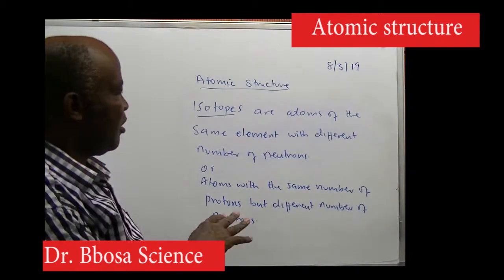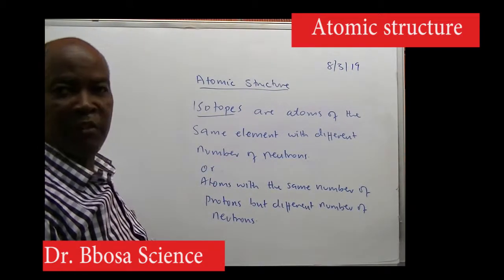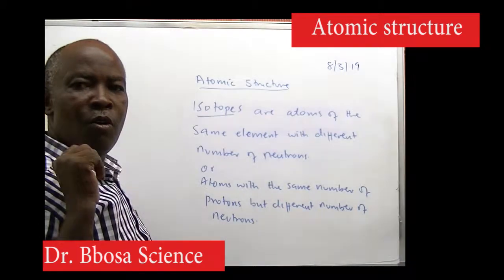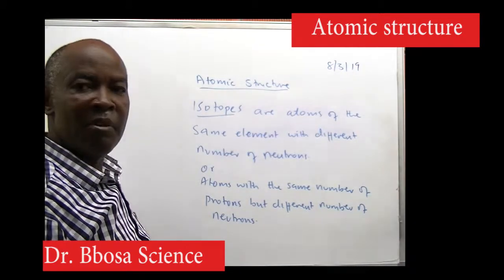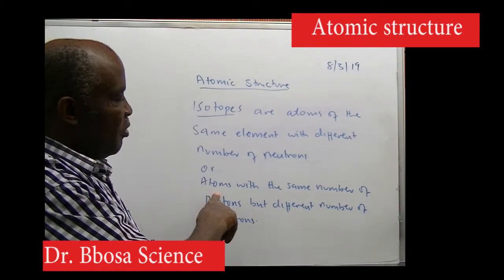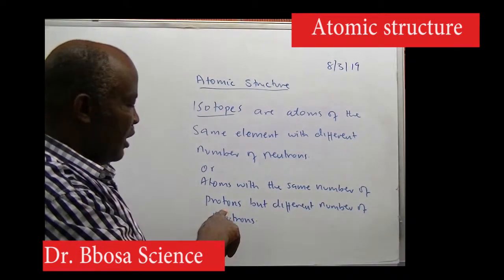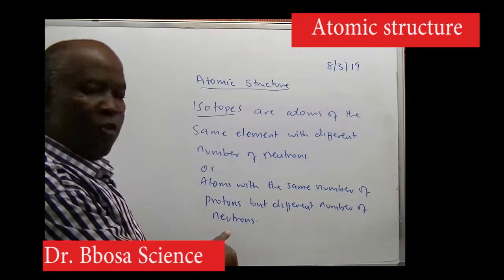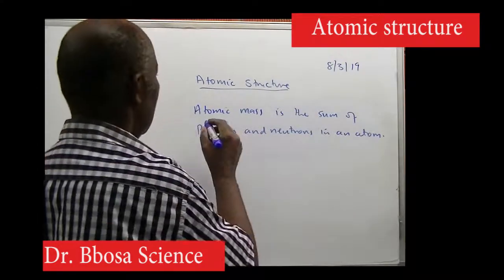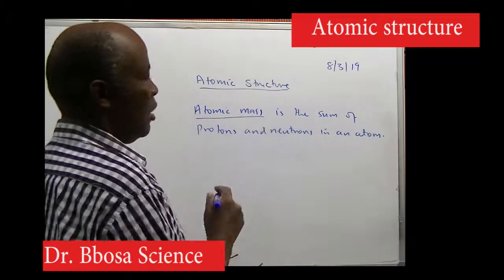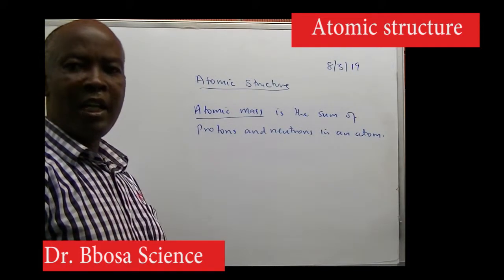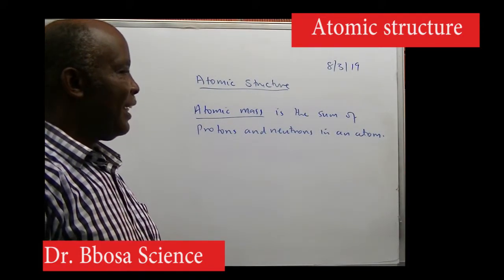Isotopes are atoms of the same element with a different number of neutrons. We saw that all atoms of the same element have the same number of protons. So we can also define isotopes as atoms with the same number of protons but a different number of neutrons. Atomic mass is the sum of protons and neutrons in an atom.